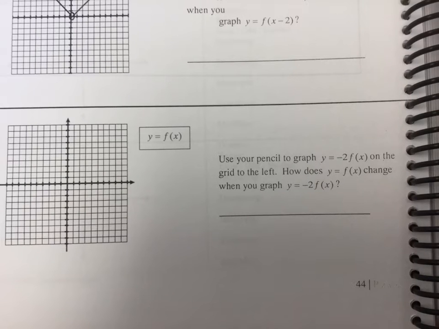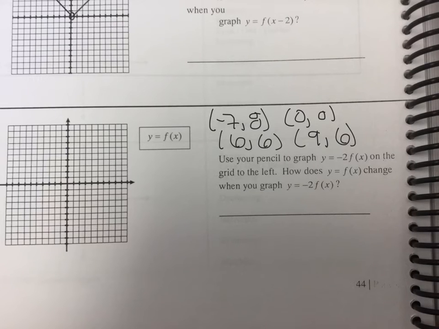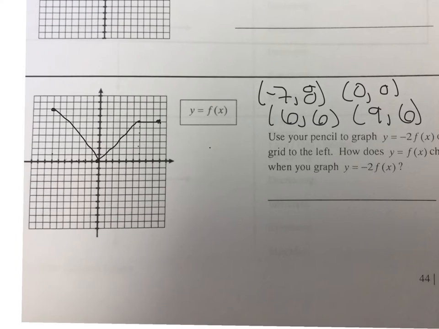And I apologize, on the next graph, the graph isn't there, so let me just give you the ordered pairs. It's the same picture that we were using for number 1 and number 2, but if you want to write down the ordered pairs really quick so you can draw it for number 3 and number 4, the ordered pairs of the original are negative 7, 8, 0, 0, 6, 6, and 9, 6. So go ahead, take a moment and draw it in really quick.